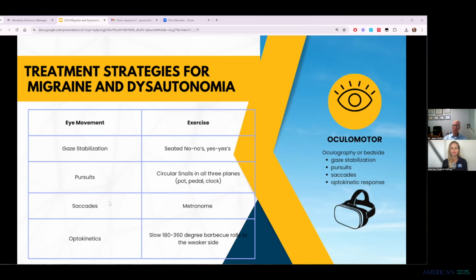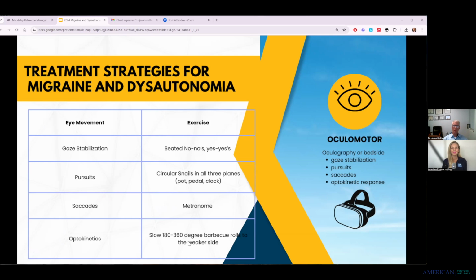Also, I really like to do saccades with the metronome, and usually we'll just have them look at a piece of folded paper with numbers and letters on the side and just go back and forth. And they'll go back down and up, and then that's one session, and they just do that a couple times a day.